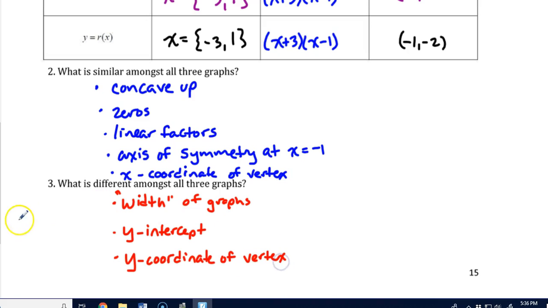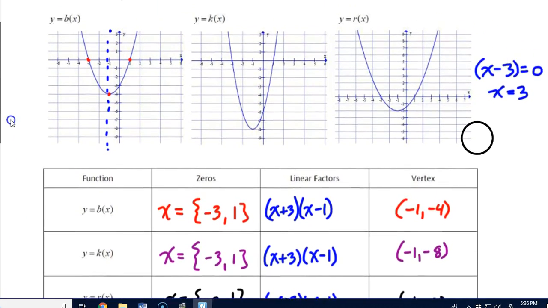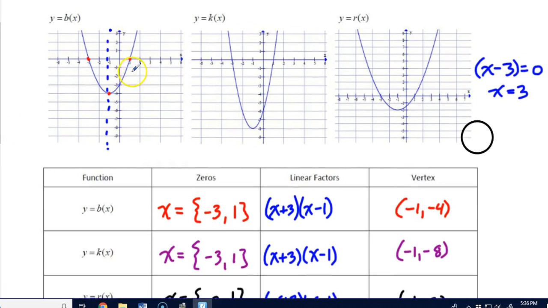So I think as we reflect here, we're noticing that you can have graphs that have the same zeros, same linear factors, but have other traits that make them distinct graphs. And in our future lessons, we're going to figure out how we can find these linear factors if we don't have a graph to be able to find out these zeros.